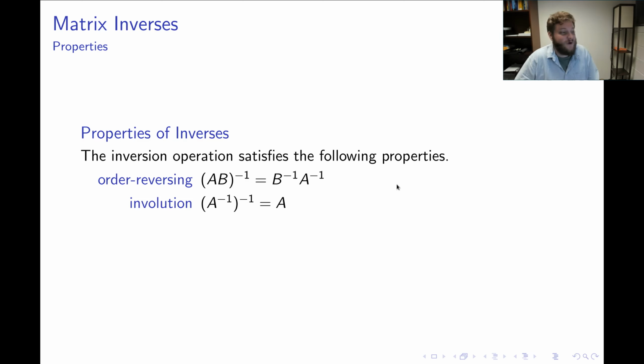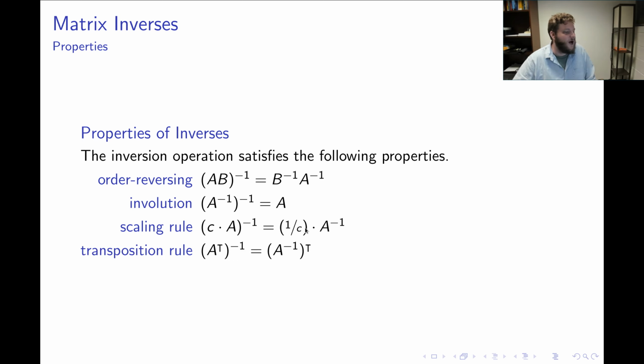Another interesting property is that inversion is an involution. If I invert a matrix twice, I always get back to my original matrix. And I have a third property. This is called a scaling rule. If I scale an invertible matrix by a number C and then I invert, that's the same thing as multiplying the original inverse by the reciprocal of the scalar I used. And there's also a transposition rule. The transposition rule says that transposes swap with the inversion operator. So the inverse of A transpose, provided it exists, is the same thing as transposing the original inverse.